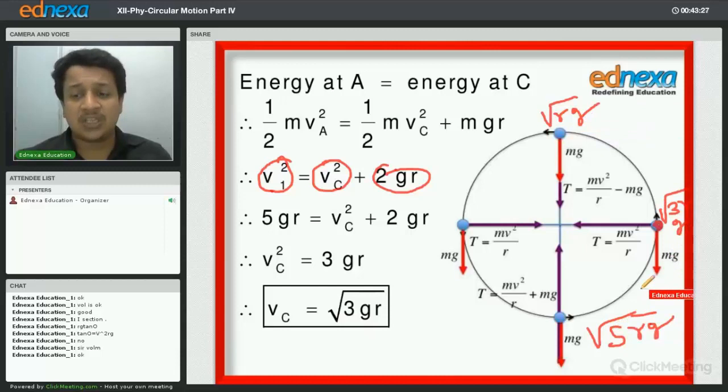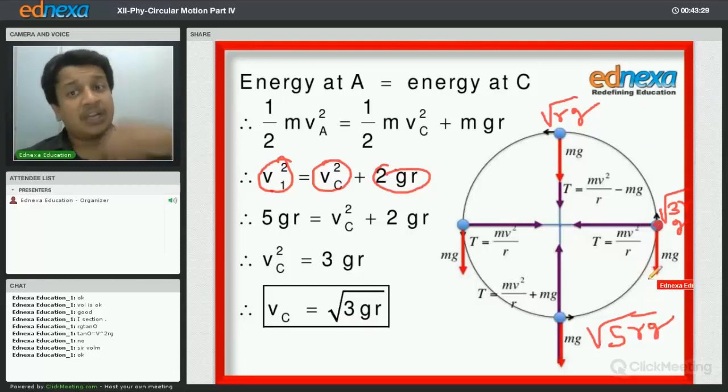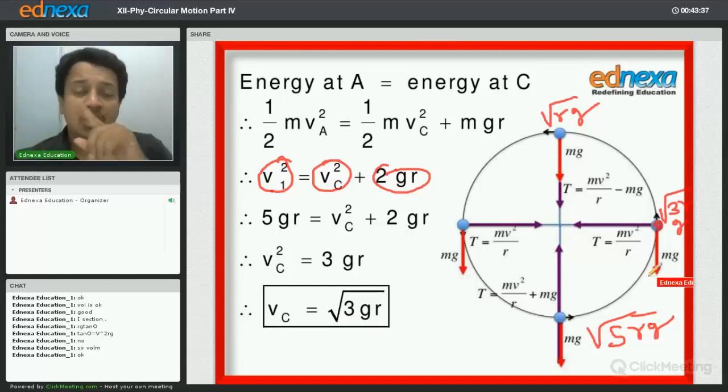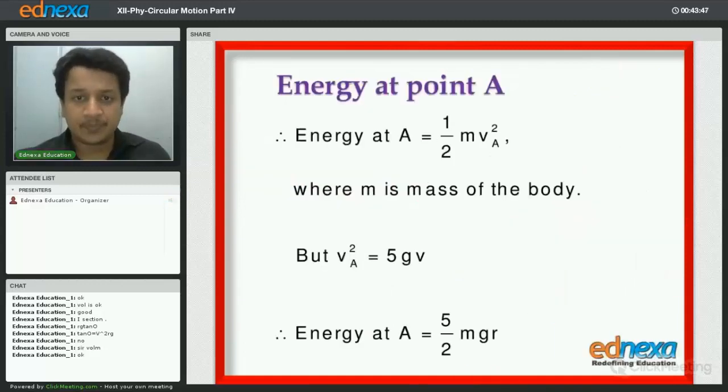If these velocities are there, that is the minimum. If greater than it, then also it's okay. But at minimum, these velocities should be present at these particular positions. Then only your object can perform vertical circular motion without falling. Otherwise, it will fall down as we saw in our video.